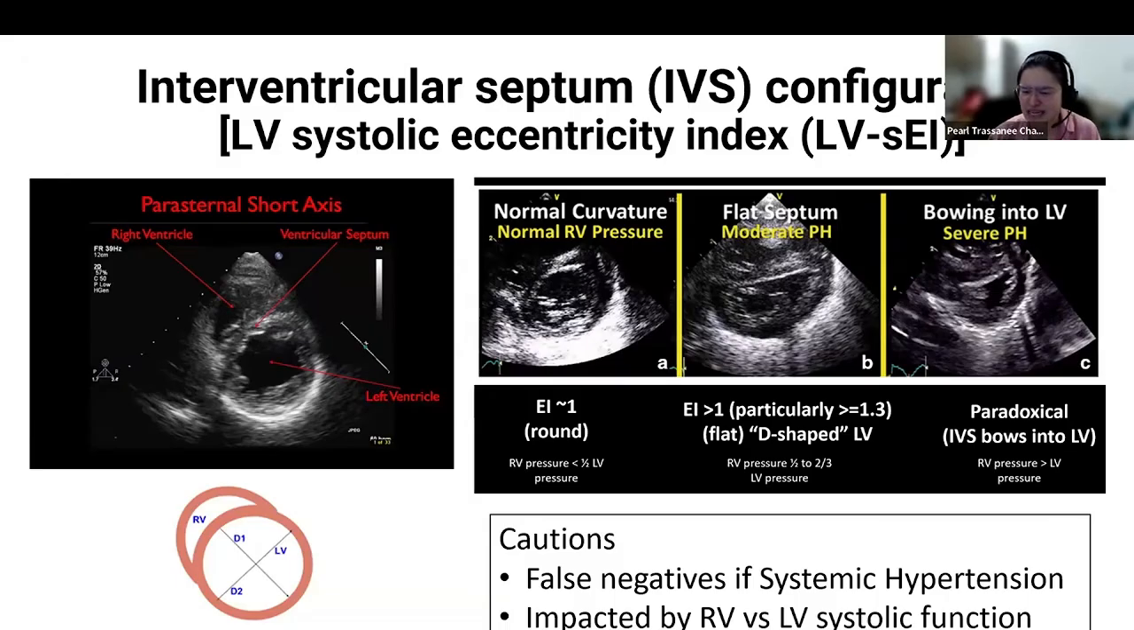The eccentricity index allows us to quantify this septal flattening rather than simply describing it qualitatively. As pulmonary arterial pressure increases and approaches systemic level, the septum becomes progressively flatter and the eccentricity index rises. An important advantage of the eccentricity index is that it is often obtainable even when a TR jet is absent. It is therefore able to provide a valuable complementary assessment of pressure loading in the right ventricle.